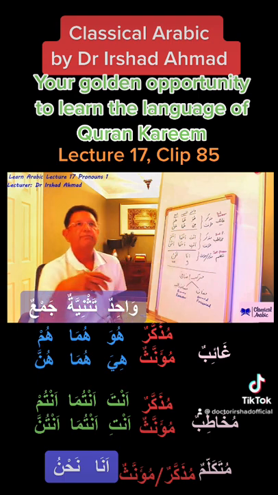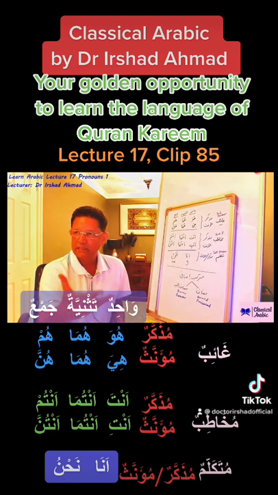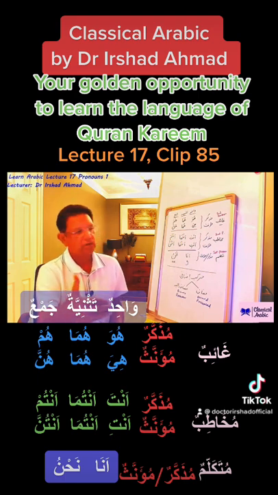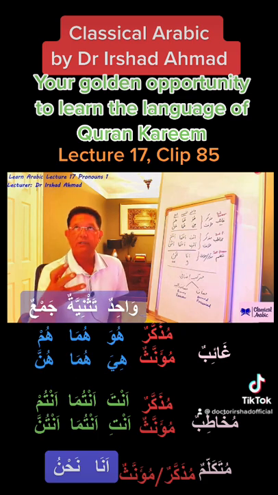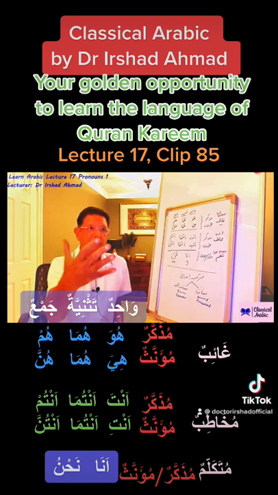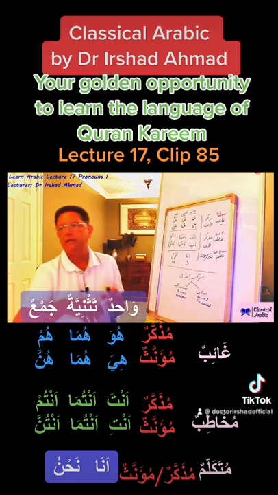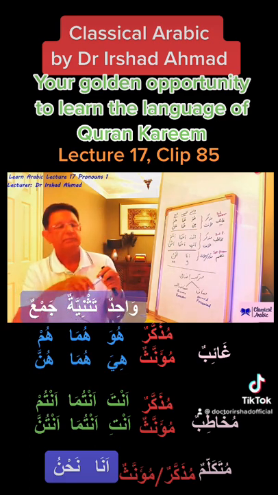So if I am talking, I will say ana. If a woman is saying something, she will say ana. So ana is basically I. And nahnu, we. If two women are talking, they will say we. And if many women are talking, they will say we. And similarly, two men, we. And many men, that will be we as well.